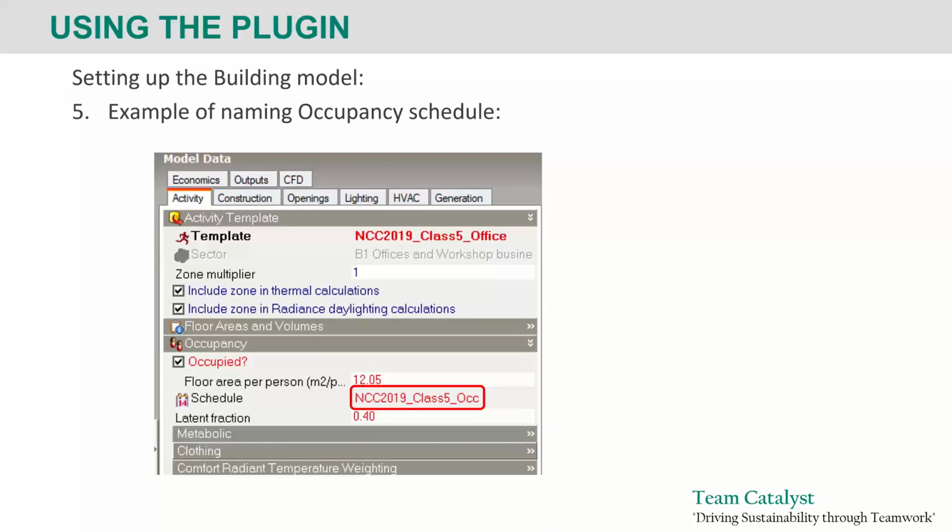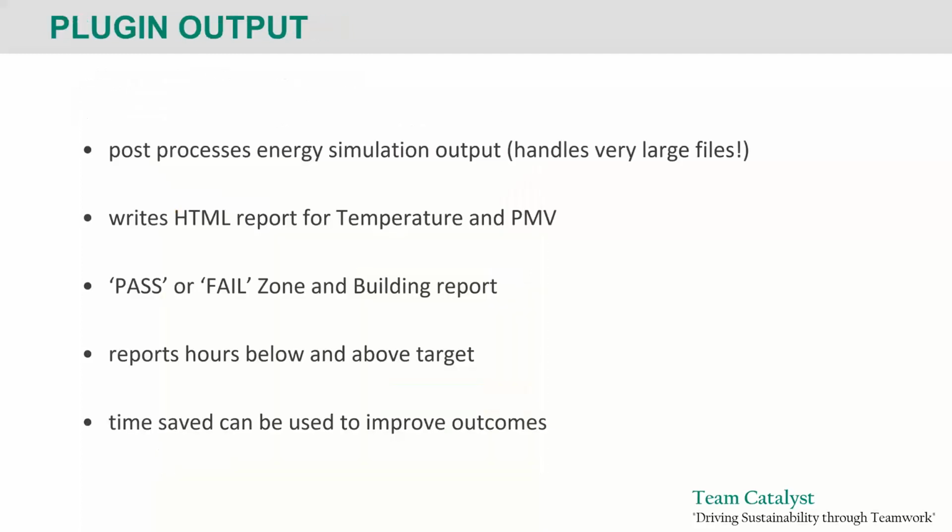Okay, so having done that, let's have a look at what the actual plugin provides as an output. Once you've done the energy simulation, the plugin post-processes the energy simulation output. Now, we've tested it with files as large as 1.5 gigabytes, and it works quite well. You've got thousands of variables. You need to pick the variables that you want to report on, so it needs to cycle through a huge amount of data.